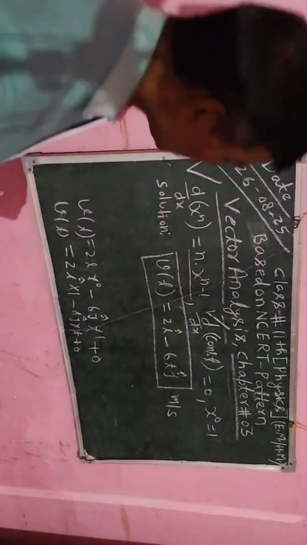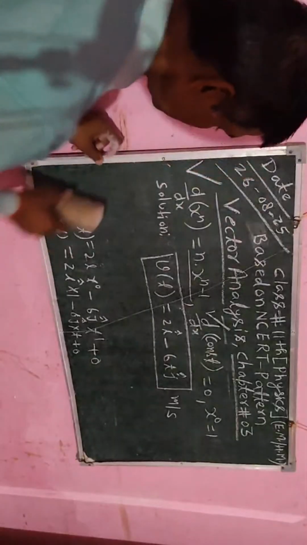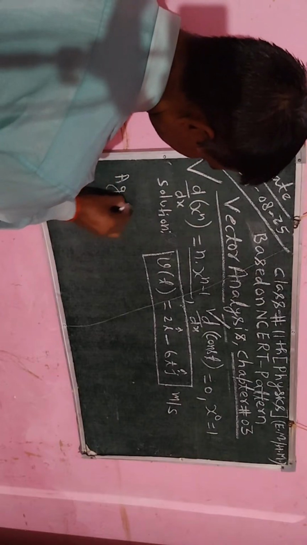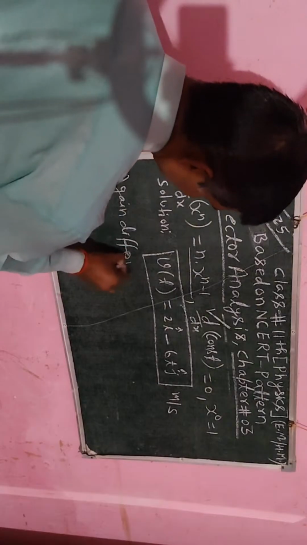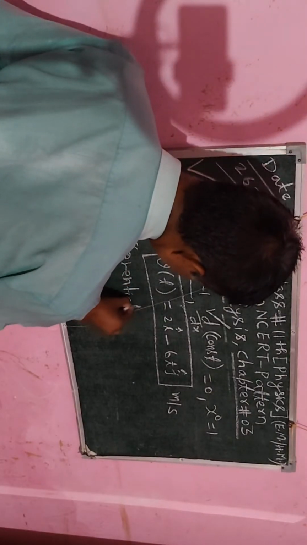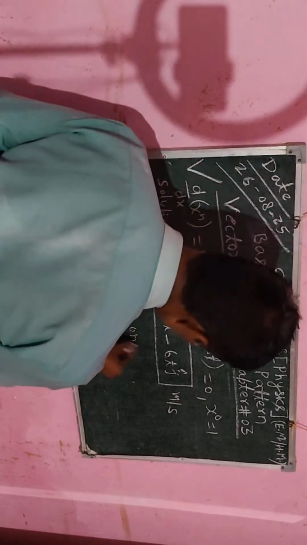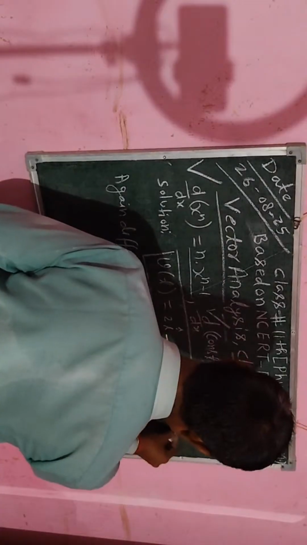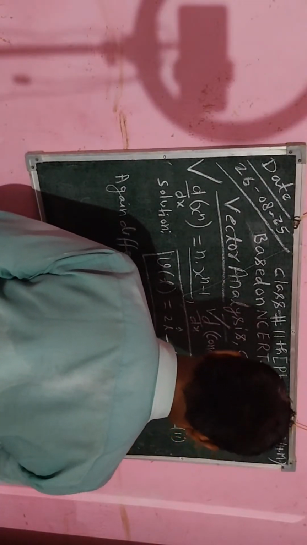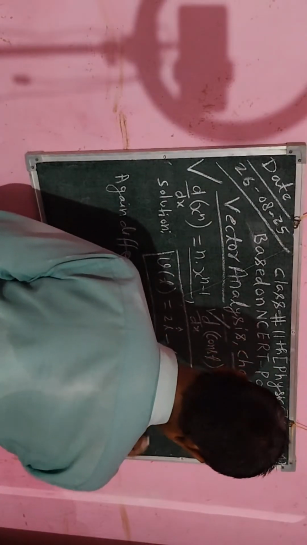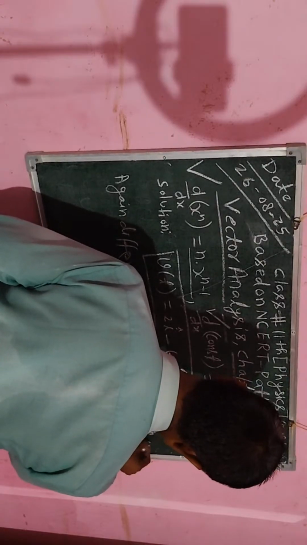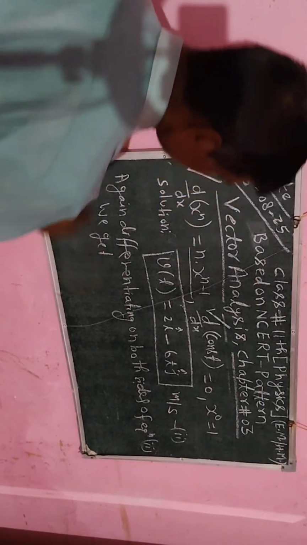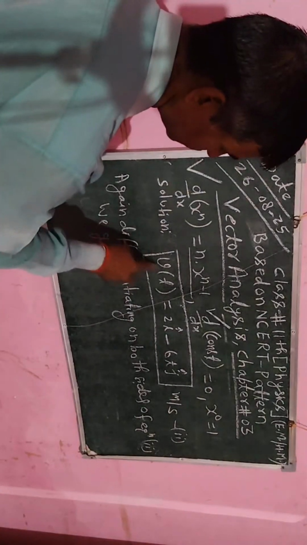Okay, now further I will also get the acceleration value. For the acceleration I will write one piece of information here: again differentiating on both sides of equation number 2, we get. So this statement I will use in equation number 2, and then I will find it.